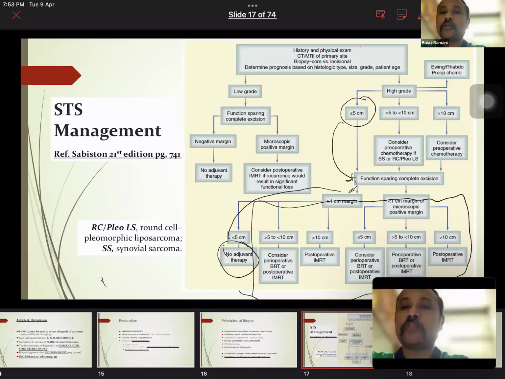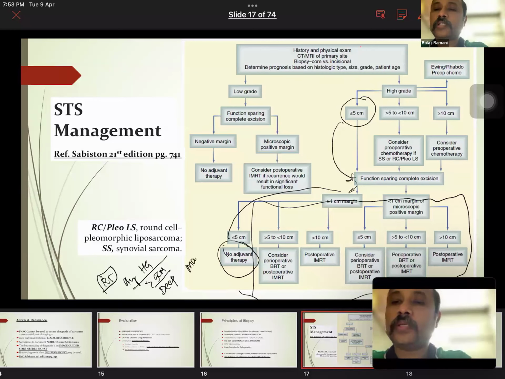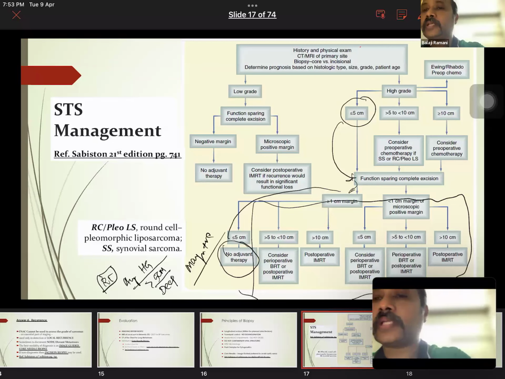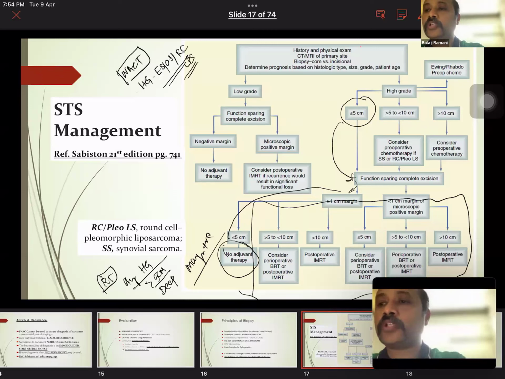In short, what is the role of RT as far as sarcomas are concerned? Any high grade tumor which is more than 5 centimeters, usually deep tumors, all these will be indications for going in for radiation therapy. And of course, whenever it is going to be margin positive status, all these are going to be indications of radiation therapy. What is the role of neoadjuvant chemotherapy? When you have a high grade chemosensitive type like Ewing's or osteosarcoma, or you have a round cell pleomorphic liposarcoma, all this, you will consider going in for neoadjuvant chemotherapy.